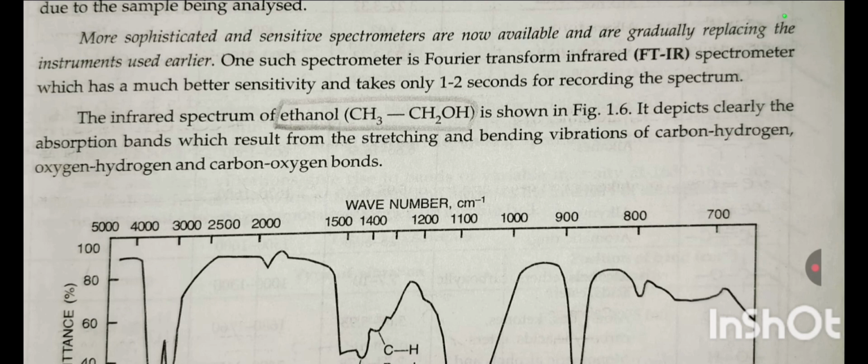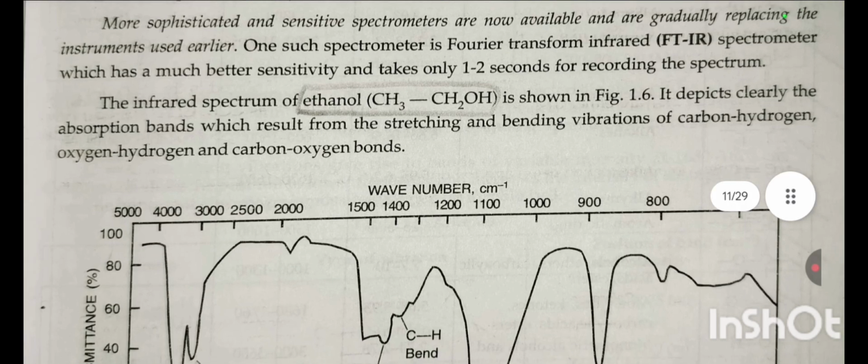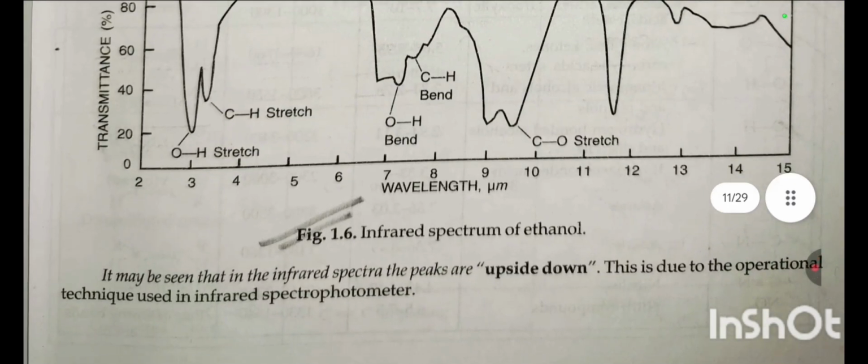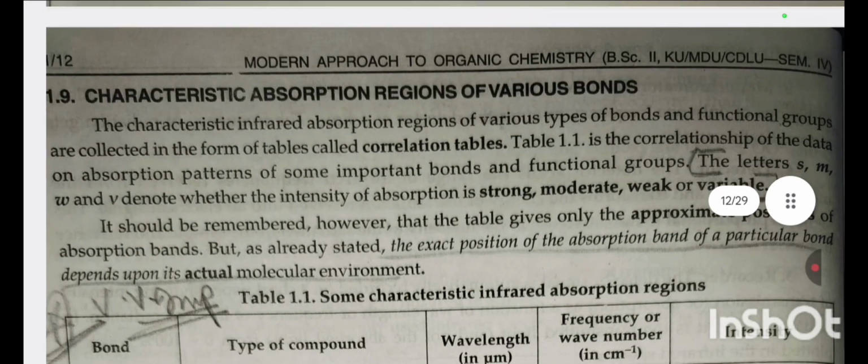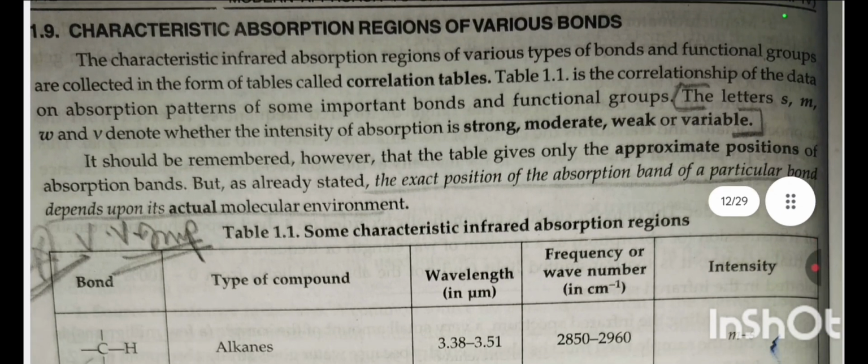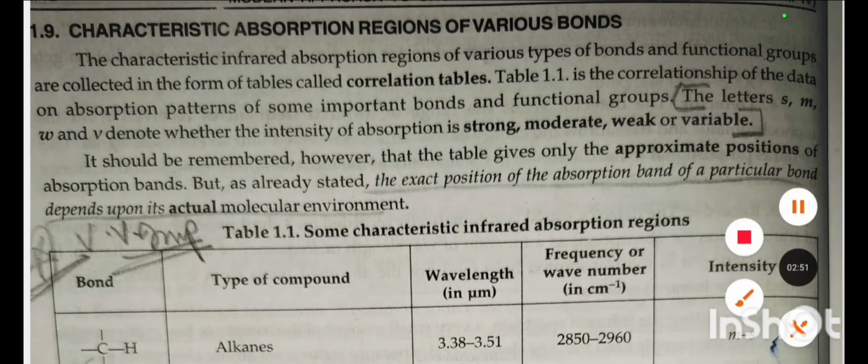Down the figure, it depicts clearly the absorption band which results from the stretching and bending vibration of carbon-hydrogen, oxygen-hydrogen and carbon-oxygen bonds. Characteristic absorption regions of various bonds. The characteristic infrared absorptions of different regions of various types of bonds and functional groups are collected in the form of tables called correlation tables.